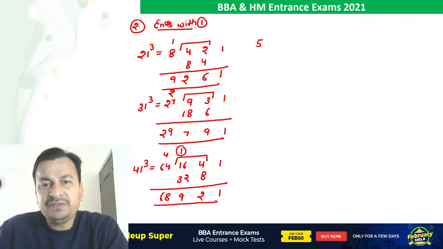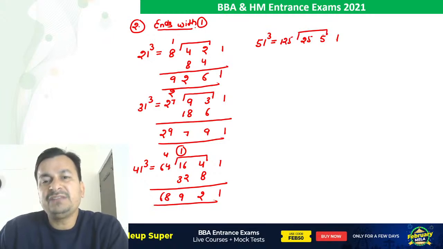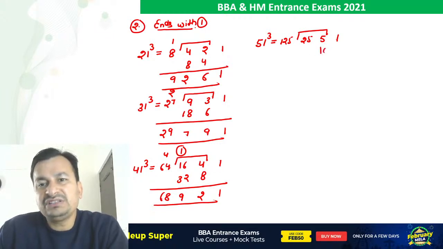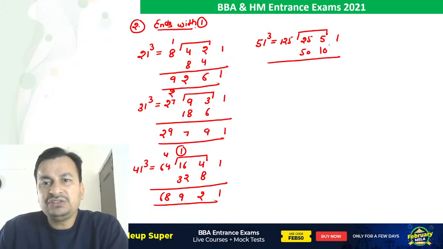If we want to calculate the cube of 51, from right to left, 1, then 5, square of 5 is 25, cube of 5 is 125. And now we will simply multiply 25 and 5 by 2. 5 multiplied by 2 is 10. 25 multiplied by 2 is 50. Now we will add these two numbers.